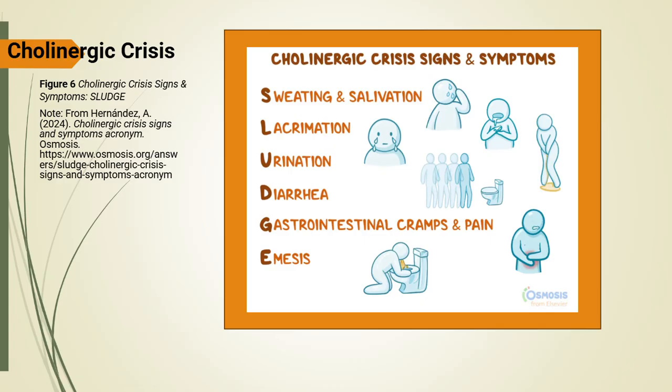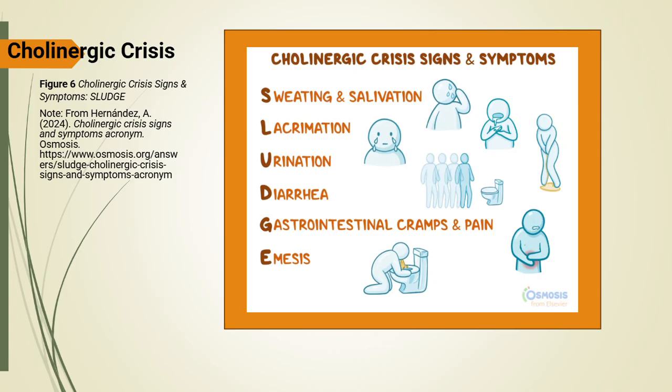The SLUDGE acronym is a great way to study and learn the hallmark signs and symptoms of a cholinergic crisis. These signs and symptoms occur when a patient with myasthenia gravis receives too much anticholinesterase medication. The first symptom listed is sweating and salivation, which reflects excessive glandular activity caused by too much acetylcholine. You will see patients drooling, sweating heavily, or complaining of a wet, clammy feeling.